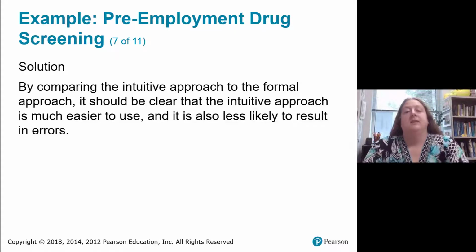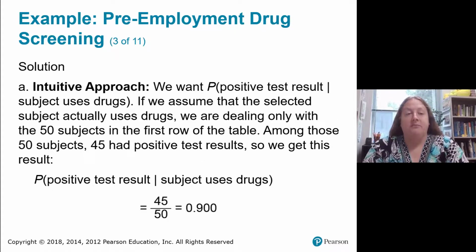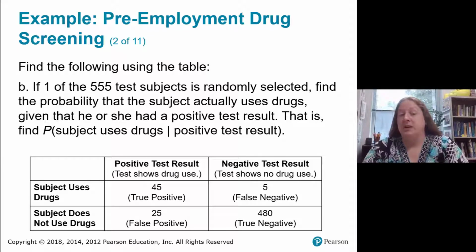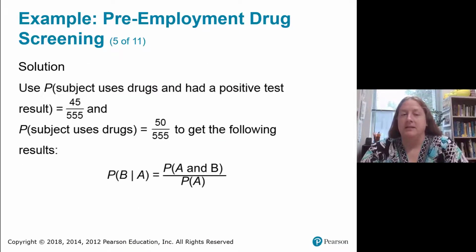All right. So now let's take a look at problem B. So problem B wants us to find, if one of the 555 test subjects is randomly selected, the probability that the subject actually uses drugs given that he or she has a positive test result. So that is, we're finding probability of subject uses drugs given positive test result. So in the first problem, we were using that first row of information, and in this one, we'll be using the first column of information. All right, so keep that 45 and 25 in your mind.